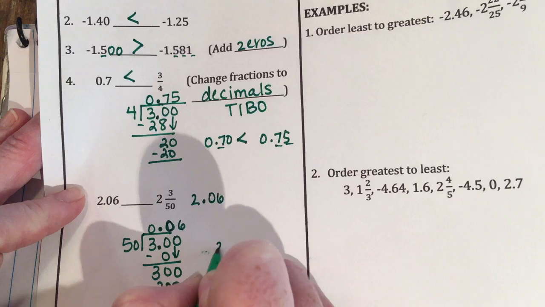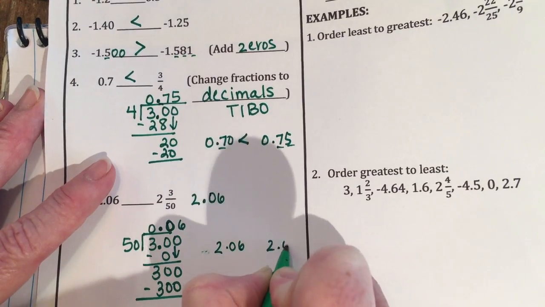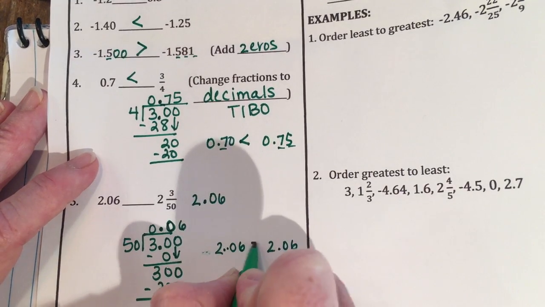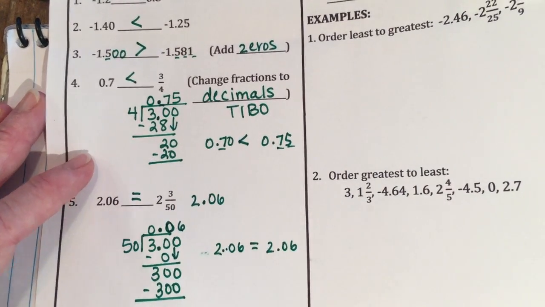So now I'm comparing 2.06 to 2.06. And what do you think? They look the same to me, don't they? Okay, so these are equal. And that's what's going to go in my answer.